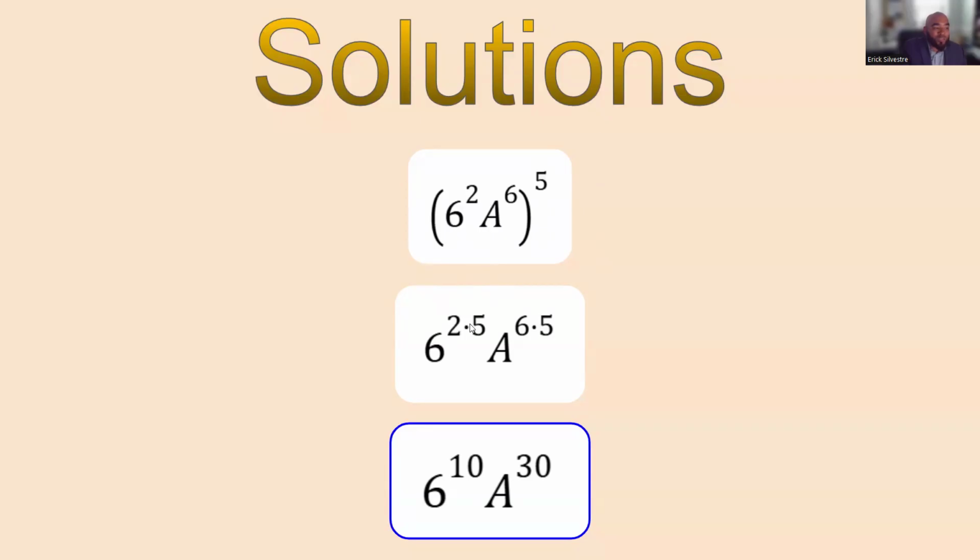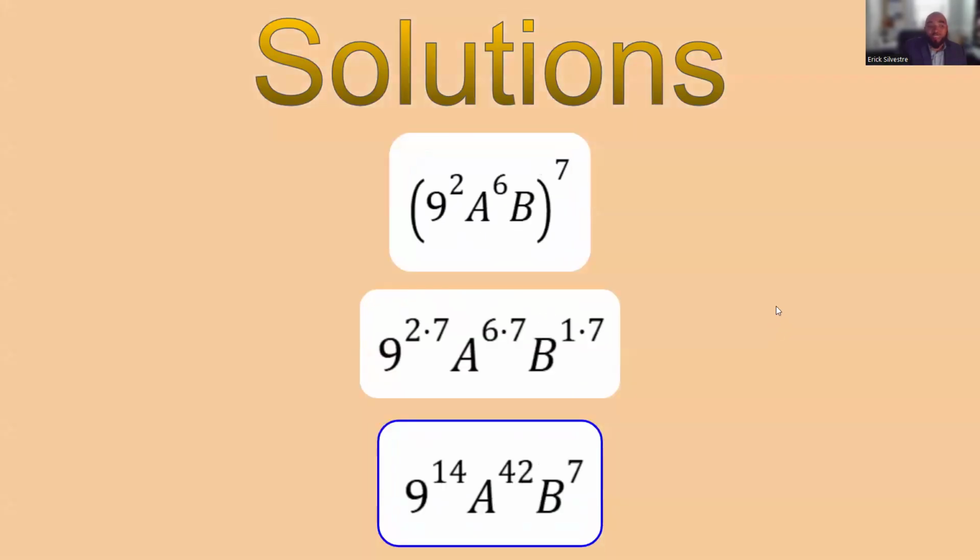So we have 2 times 5 is 10, and I know that my base is 6, so 6 to the 10th power. And then for A, you have 6 times 5, which is 30, so you have A to the 30th power. I do not want you guys to solve what 6 to the 10th power is. We do not need that large number here. Leave it as a base with an exponent. All right, number 2, same thing.